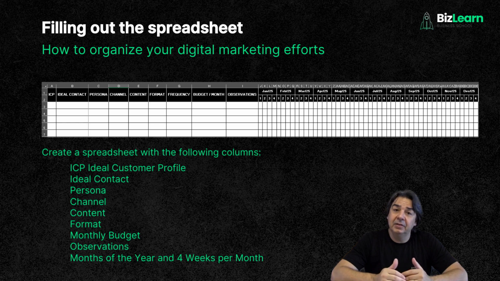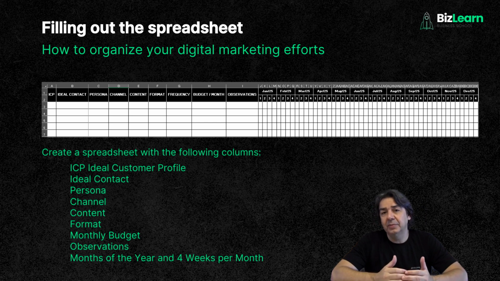ICP, which is the ideal customer profile that you have already defined. Ideal contact, which is the position, function, or type of person who participates in the purchasing process or influences it. Persona, which is the semi-fictional description of your ideal contact. Channel, which is the means by which you will communicate with each persona. Content, which is the type of subject, theme, or agenda that will be communicated to the personas.